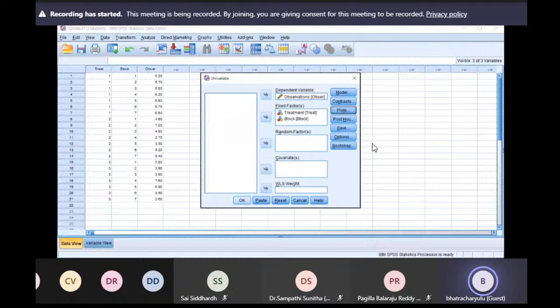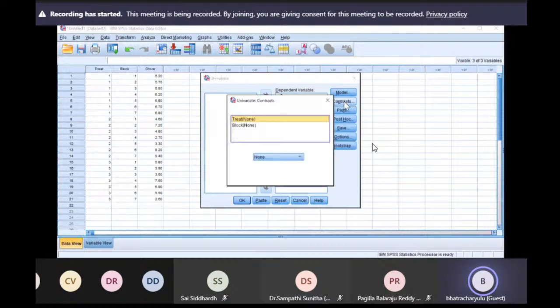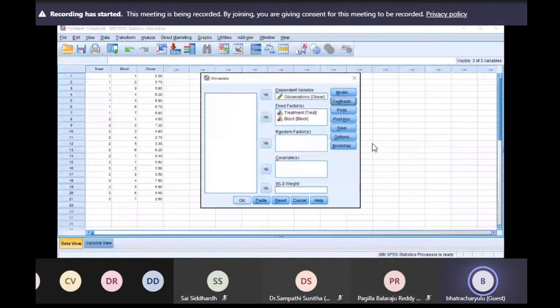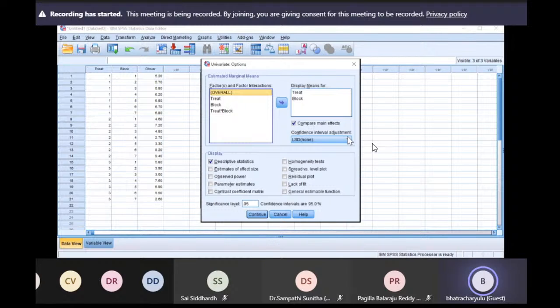And go to contrast. Okay. None. So these are not selected. Okay. Continue. And what are the other values there? Model, contrast, and options. So that's enough. Then work. But the interaction effect, you should not get it in the options. The third one, you have to delete actually.